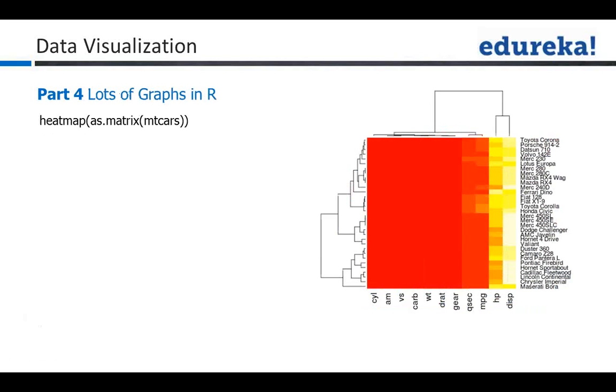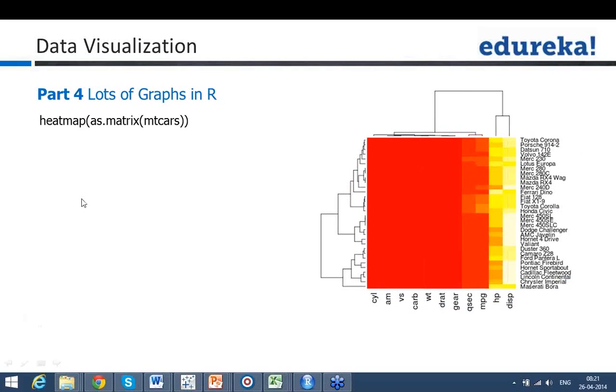Heat map. You understand what a heat map is? It's a very popular way of representation today, very commonly used. What they've created here is a heat map of all the cars. So you have all the car types written down, and for each variable or each attribute, it shows the distribution. A heat map is also called a choropleth.